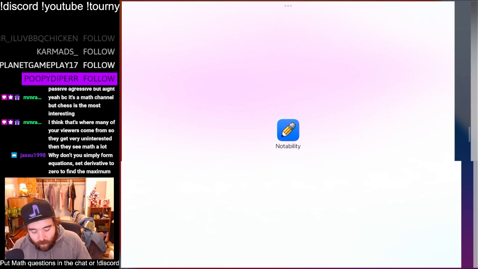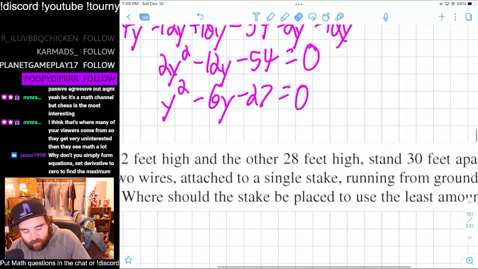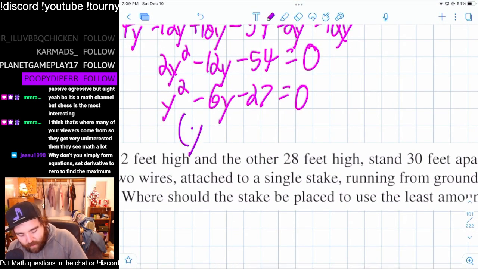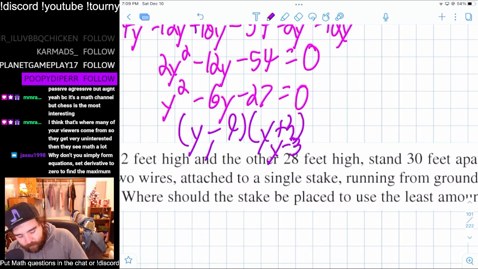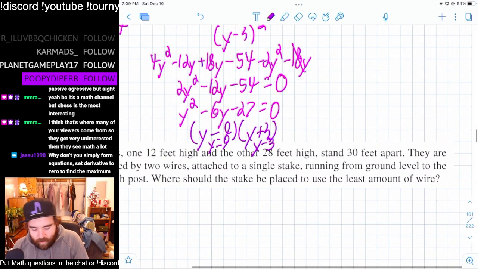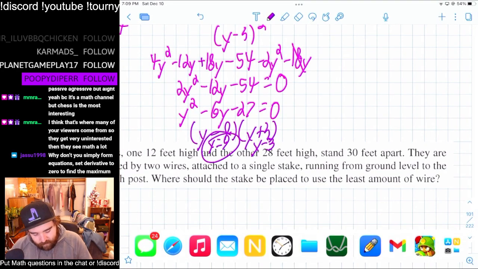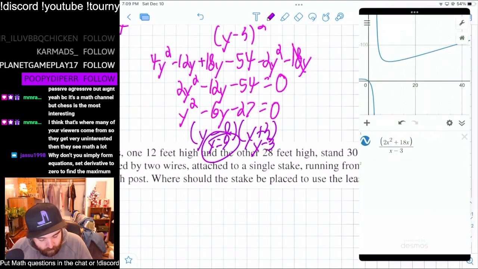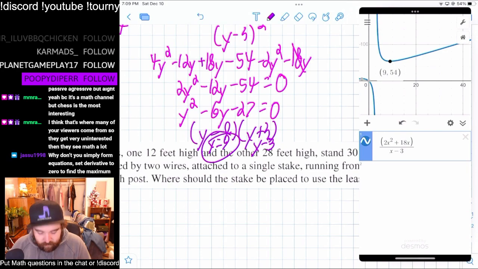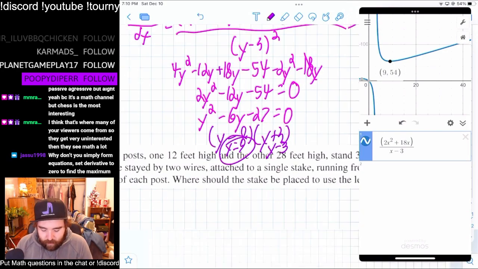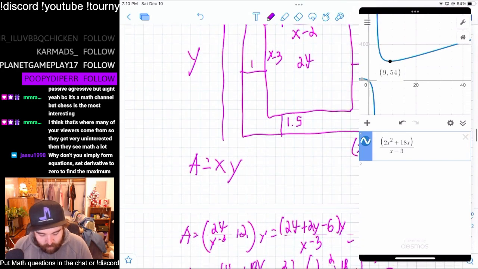So let's see. Now we can just factor this, which is awesome. We can just factor it and find the answers right away. It's y minus 9, y plus 3. So we get the negative 3 and the positive 9. And you see, that's what we just saw. We saw the negative value. So now if we highlight that other point, there's our positive 9. And that shows us that we're going to use the area of 54. We're going to use a paper area of 54.